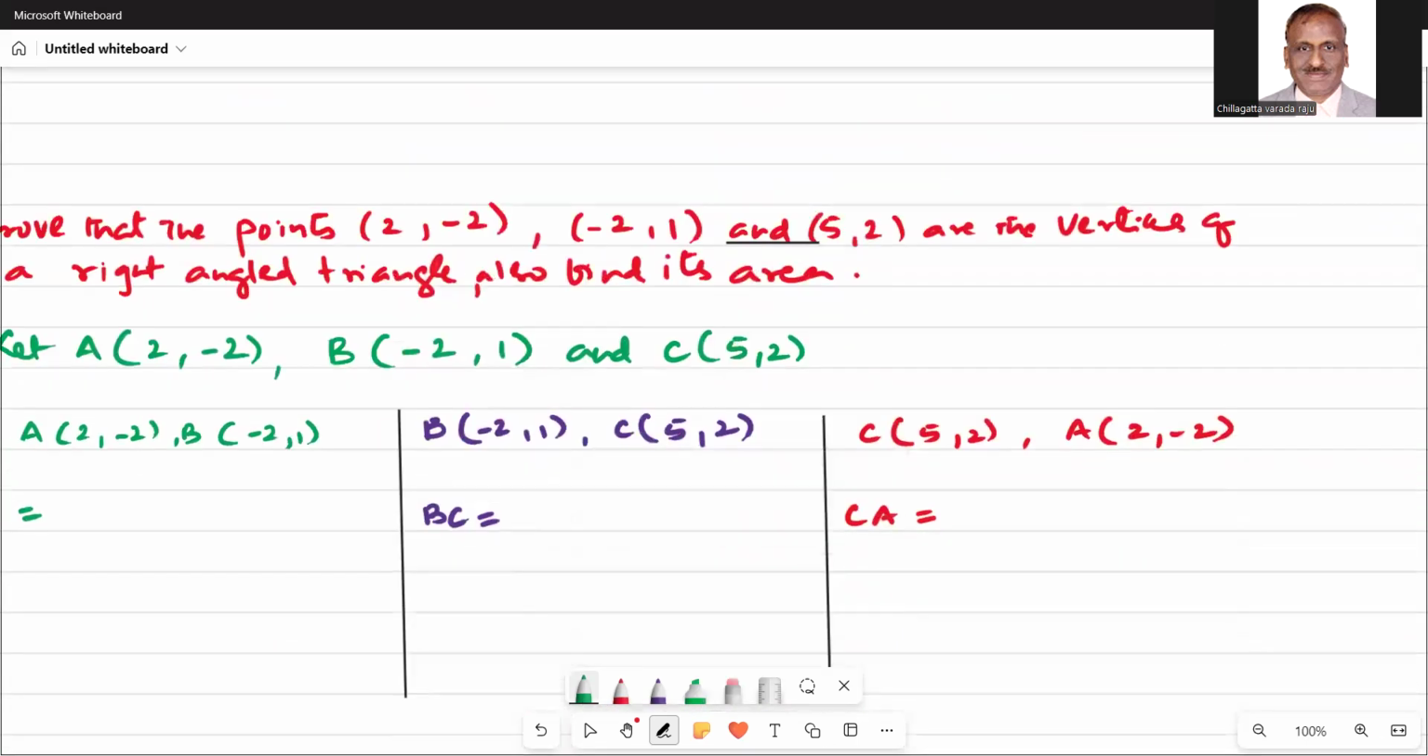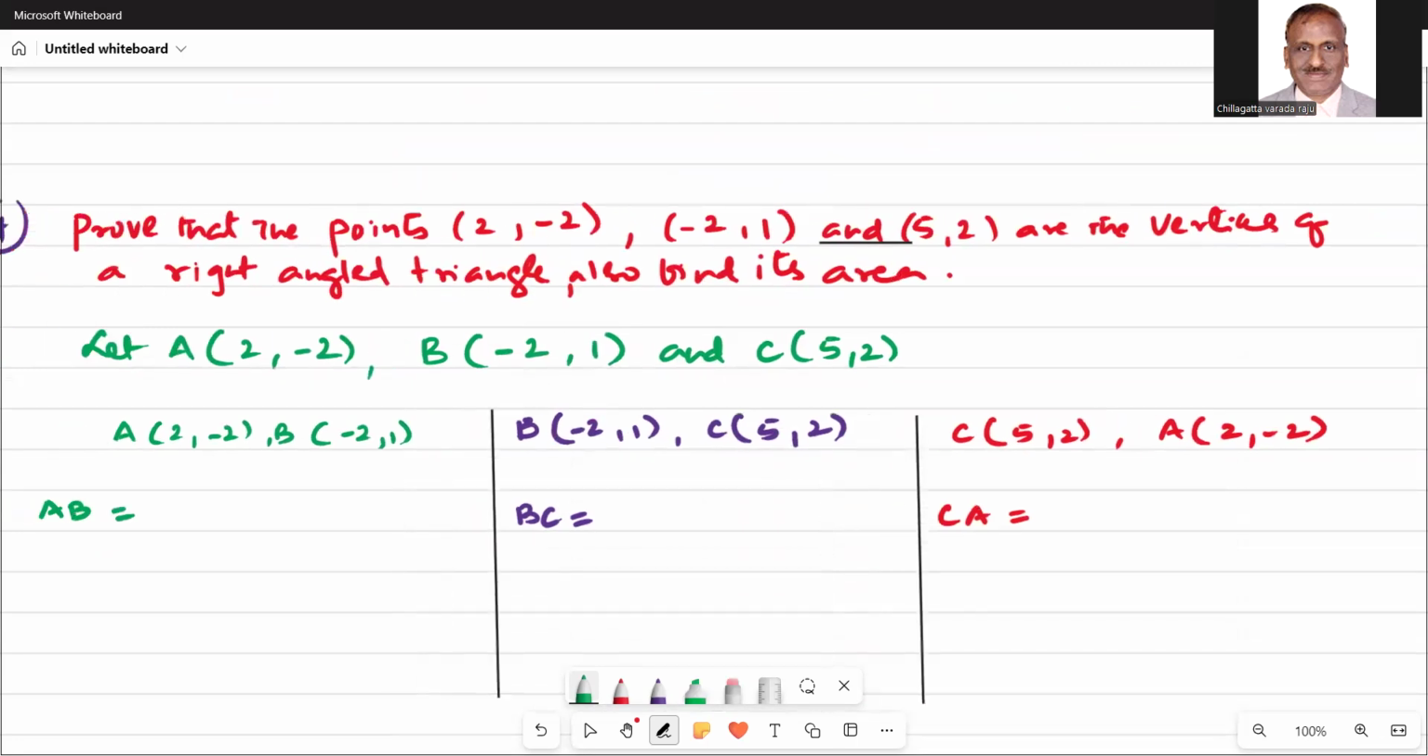Come to the next problem. Prove that the points given to you, that is (2, -2), (-2, 1) and (5, 2), are the vertices of a right angle triangle, and also find its area. Whether it is a right angle triangle or any triangle, we need to find its sides. After finding the sides, we can think about the right angle triangle. To call a triangle a right angle triangle, it has to satisfy the Pythagoras property, which we will discuss after finding the three side lengths.